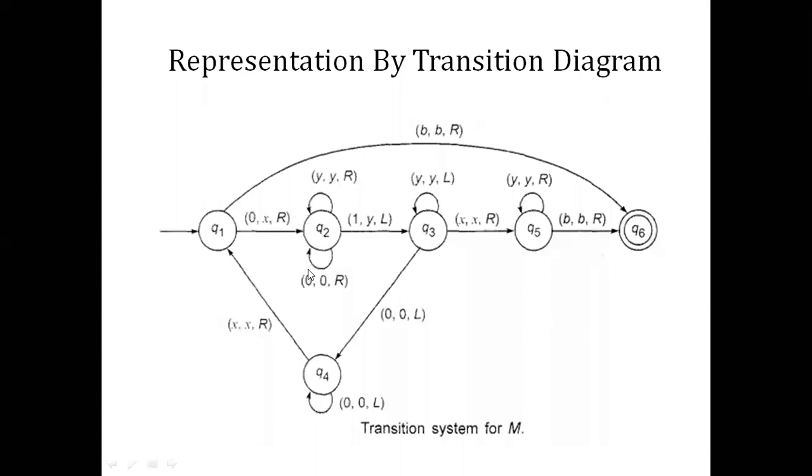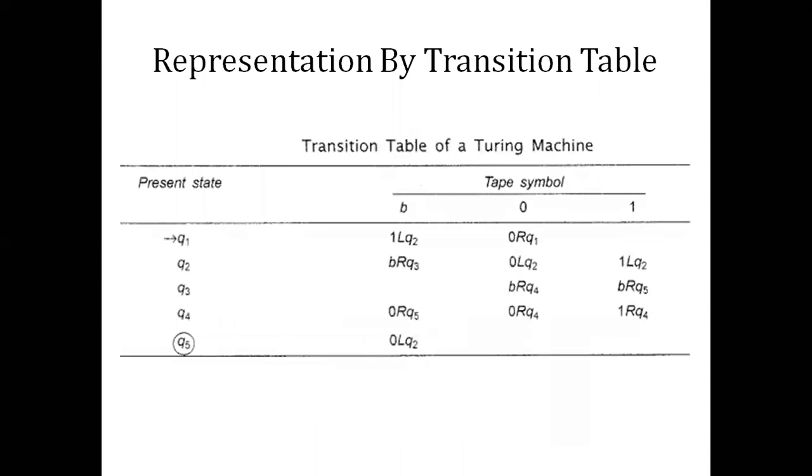So you're asking why on 0 from Q1 we are writing X, and why on 0 from Q2 we are leaving it as 0. Okay, because the typical problem that this Turing machine is solving requires this. So there is no restriction that every state should behave in a similar way for every symbol. When we see some examples, you'll get more clarification on this question.